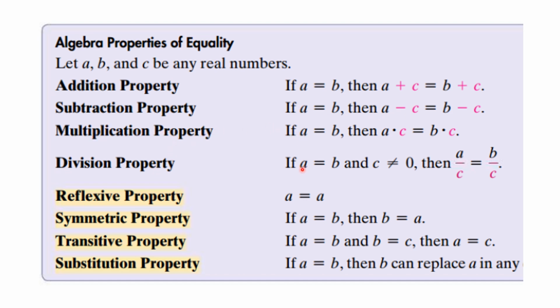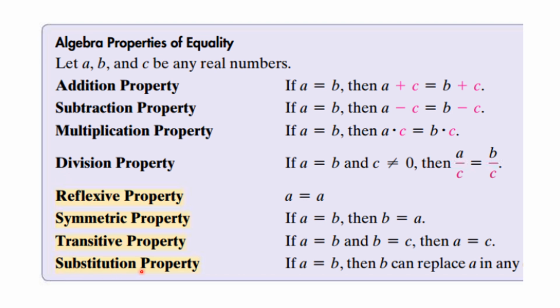Multiplication and division properties are very similar. It says if A is equal to B, then A times C is equal to B times C. So if you multiply by the same value on both sides, that equality holds. And then the last property here, if A is equal to B and C is not 0, we're not allowed to divide by 0, so they just specify that C is not 0. So if you divide both sides by C, that equality still holds. So A divided by C is equal to B divided by C. All right, so those are our 4 standard operations and their corresponding properties of equality.